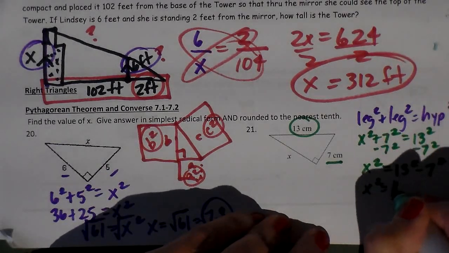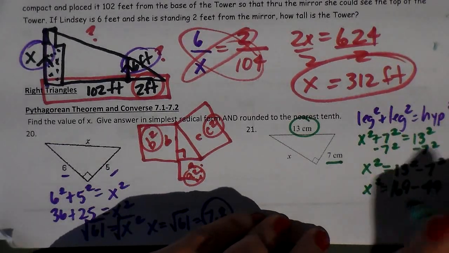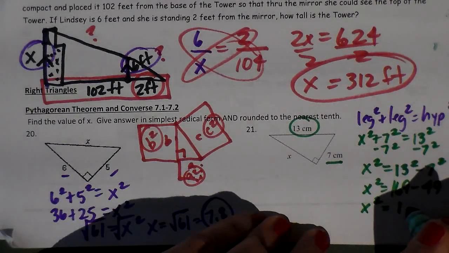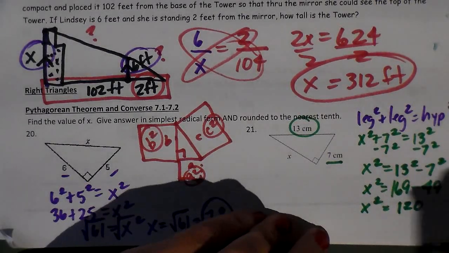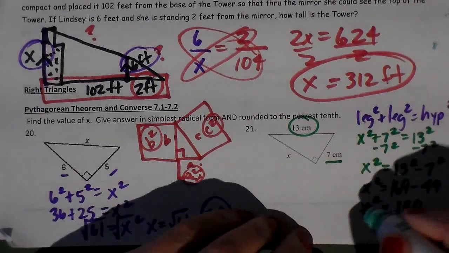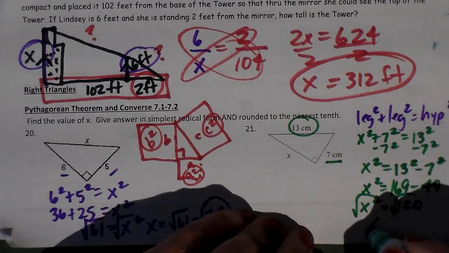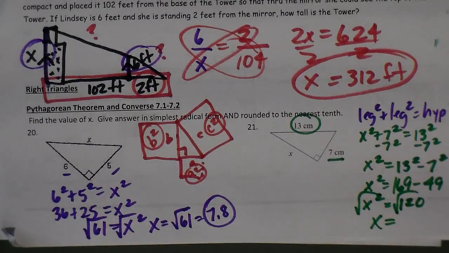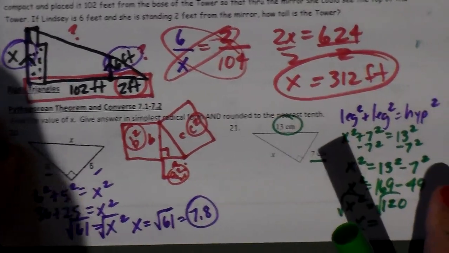X squared equals 169 minus 49. That's going to equal 120. And then what do we do to both sides? We take the square root. So x is equal to the square root of 120. Now we talked about simplifying these guys.